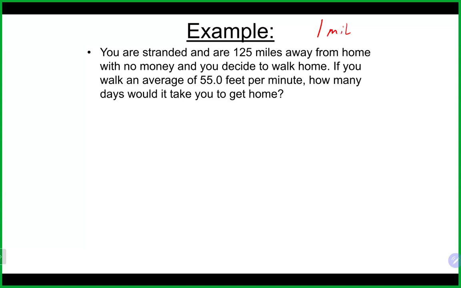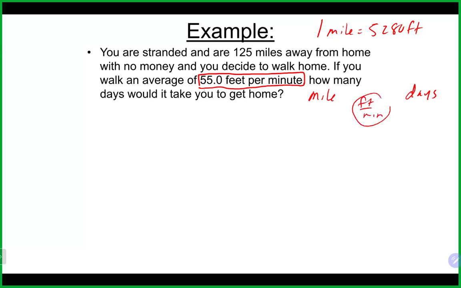One mile is, again, 5,280 feet. Problem, we have 125 miles. We eventually want to get to how many days? So what's going to actually help us get there is a conversion factor that's in the problem, and that is feet per minute. And that's basically the rate. So that's going to turn our distance into a time. And from there, we could get to there.